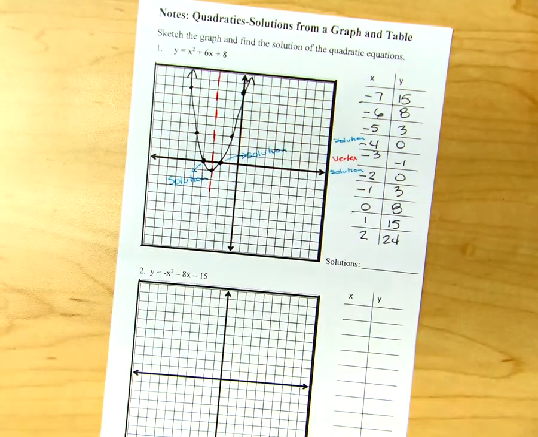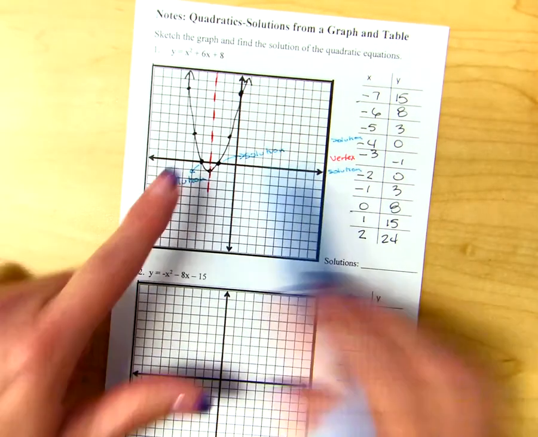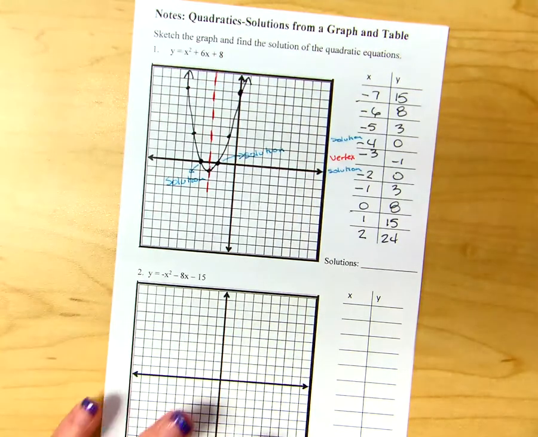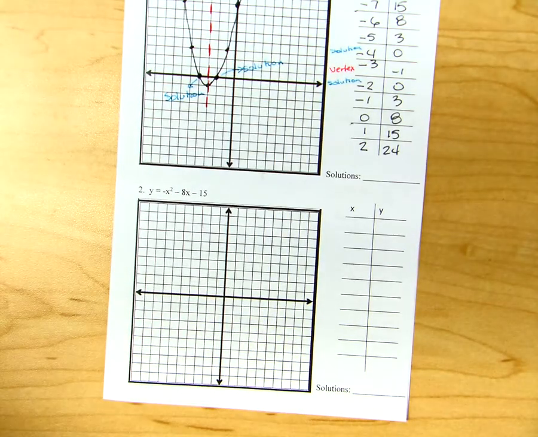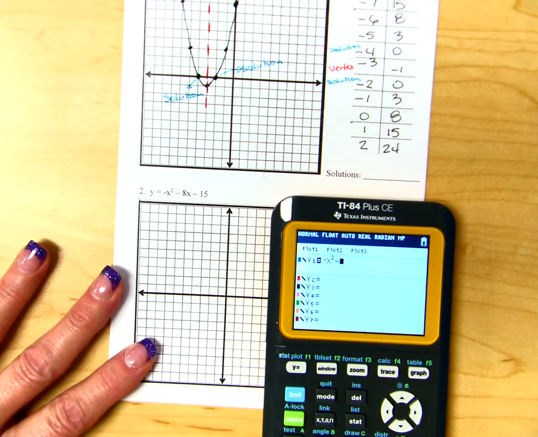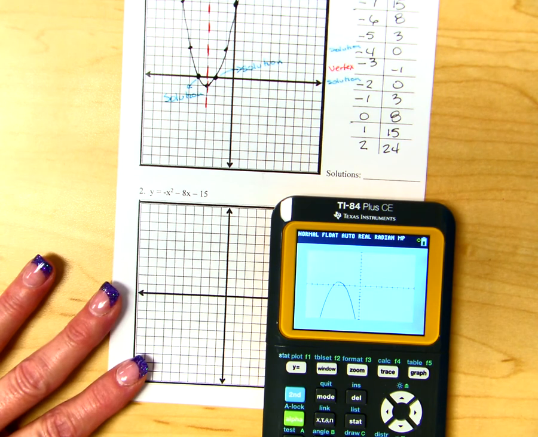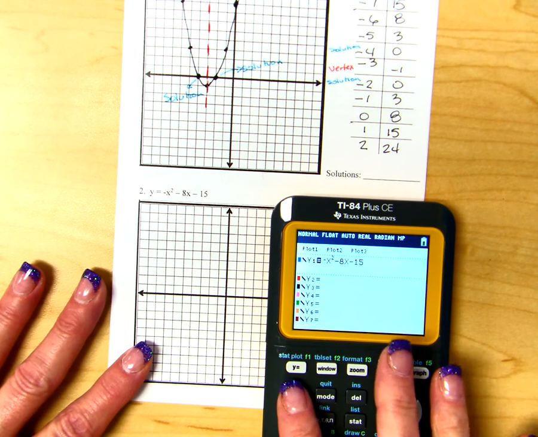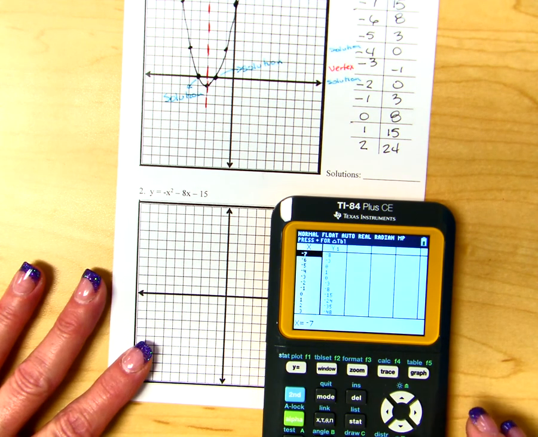So here's how we find our solutions from either a graph or a table. So let's look at the next example. Go ahead and enter this into the calculator. We have -x squared minus 8x minus 15. And I want to go ahead and graph this one. I want you to notice how it is a graph that opens down because we have a negative in front of our x squared, so a is a negative number. So let's look at the table here.